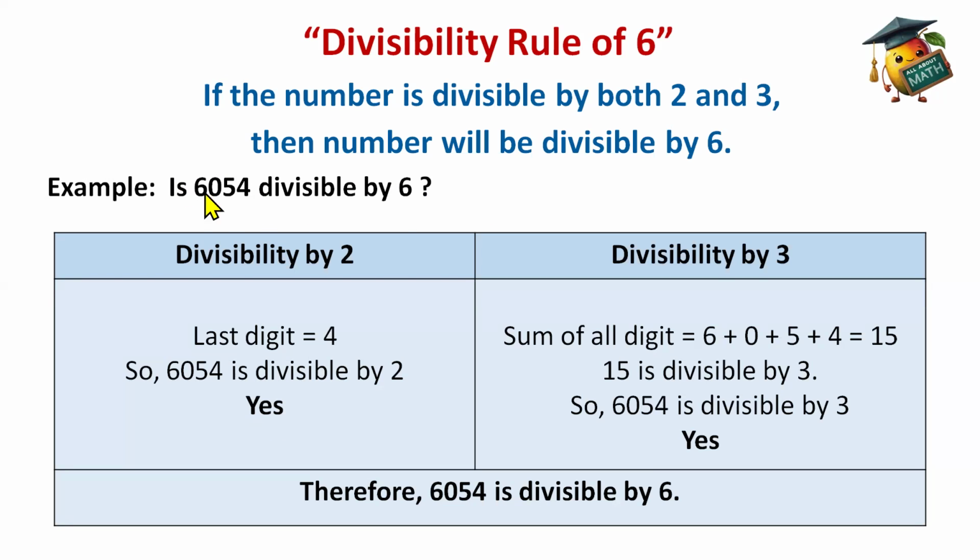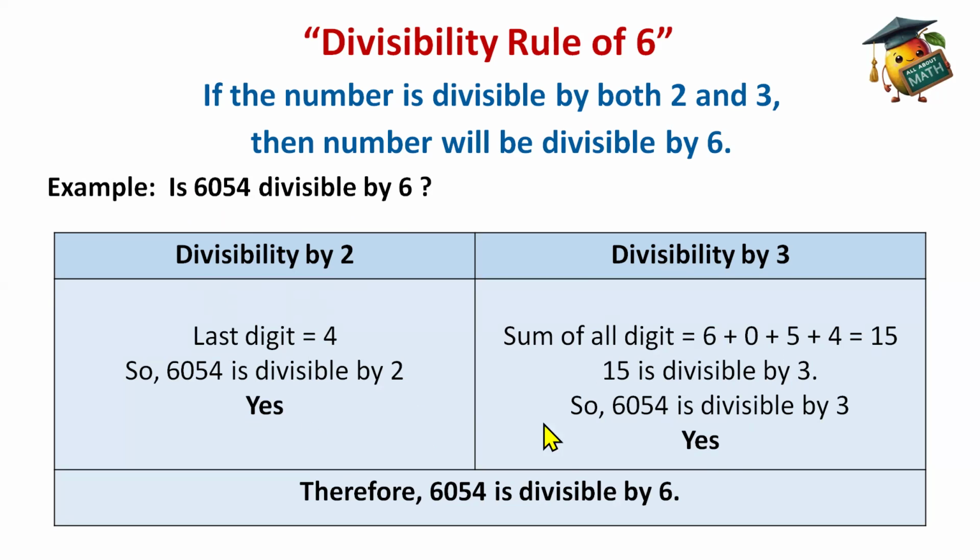Now check the divisibility rule of 3 here. Sum of all digits, it's 15. 15 is divisible by 3 because 15 comes in the table of 3. So this number is divisible by 3 as well. So the answer is again yes. So both yes, divisible by 2 also, divisible by 3 also. It means this number 6054 is divisible by 6.